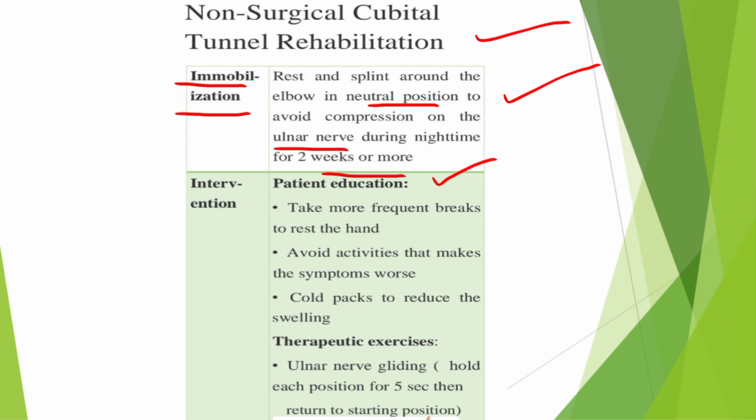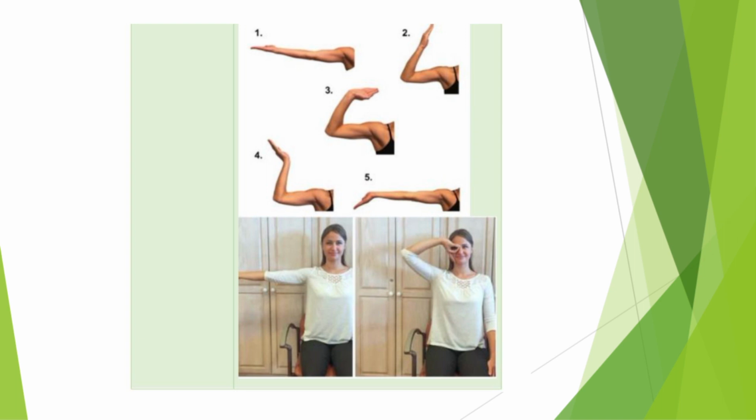The patient should be asked to take frequent breaks to rest the hand and avoid activities that make symptoms worse. Use a cold pack to reduce inflammation and swelling in the acute stage. Therapeutic exercises are ulnar nerve glides. Hold this position for 5 seconds, then return to the starting position. Ulnar nerve glide is very important, and these are the pictures to demonstrate the ulnar nerve glide.